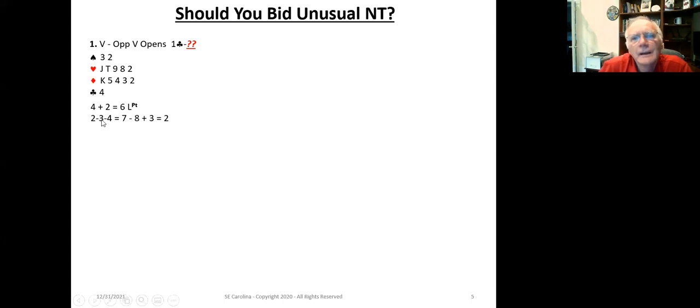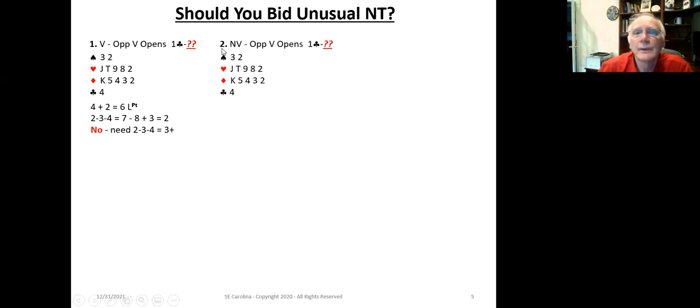Okay, we've got 2, 3, 4. We've got 1, 2, 3, 4, 5, 6, 7, 8 losers. So we take 7 minus 8 plus 3. 3 is the B factor for equal vulnerability, and up to 2. Well, it's close, but no cigar. We're not strong enough. We need the 2, 3, 4 to be equal to 3+ in order to use unusual no trump. It's only equal to 2. So what we're going to do is pass. Close, but not good enough.